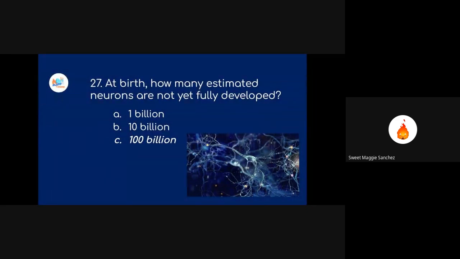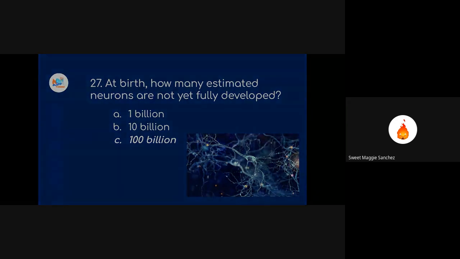Okay. Number 27. At birth, how many estimated neurons are not yet fully developed? Surprisingly, the correct answer is 100 billion. Grabe, no? From the time na isinilang ka, kinuha ka ng doctor from your mom, na pag-release mo sa world, during childbirth, 100 billion neurons are already present in you. So, yeah, that's very cool.